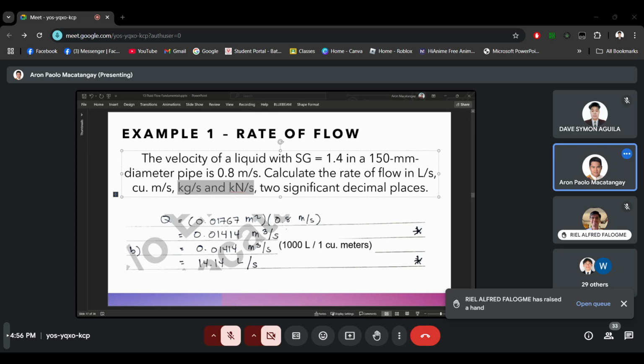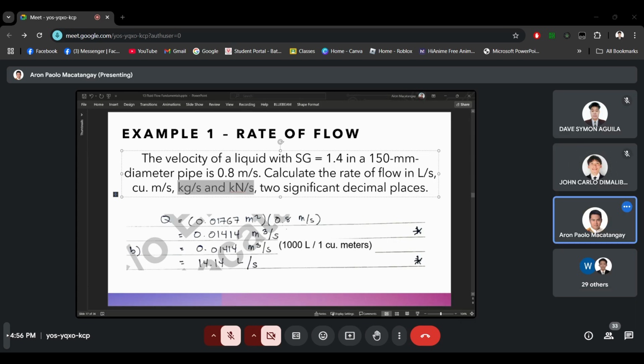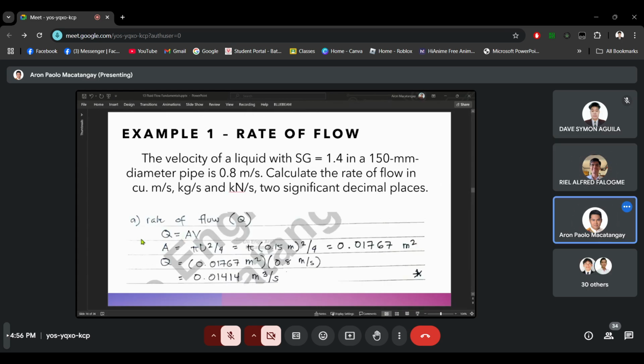Yes po, Alfred. Hello. Sir, sa mass flow rate po, same na po yung sagot sa volume flow rate. Gagawin lang po ulit cubic meter, tapos po itatime sa 1.4 times 1,000 po, which is the density of the liquid. So what will be the answer po? If you do that, 19.79 po.